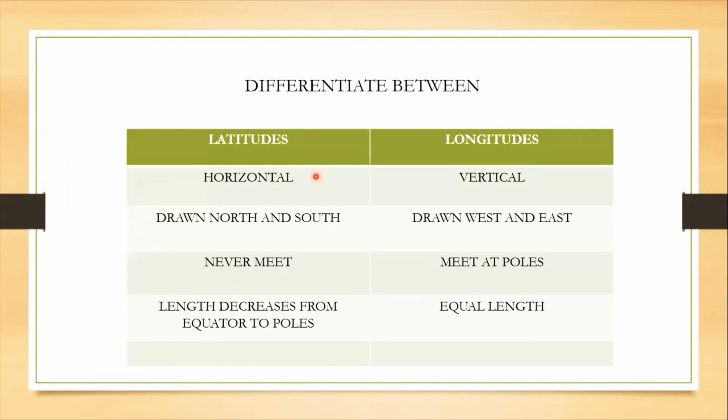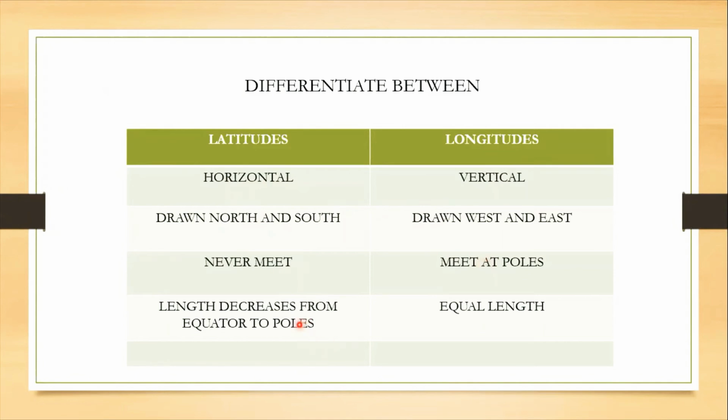You have studied what latitudes and longitudes are. Latitudes are horizontal lines, longitudes are vertical lines. Latitudes are drawn north and south... or rather, you can see these latitudes are from north to south. Here in longitudes, you can see they have drawn west to east. Latitudes never meet because they are parallel lines. They never meet, but the longitudes meet at the poles. They start from the North Pole and stretch to the South Pole.